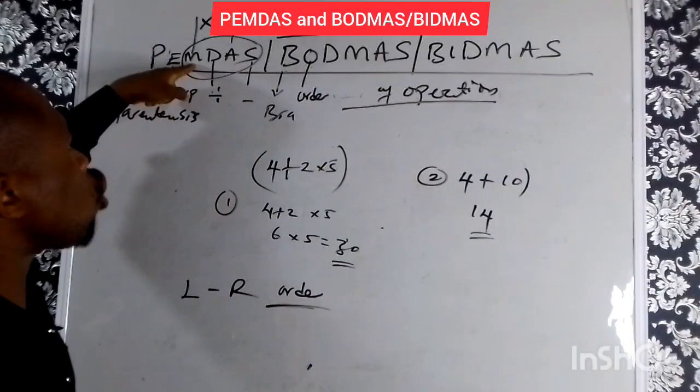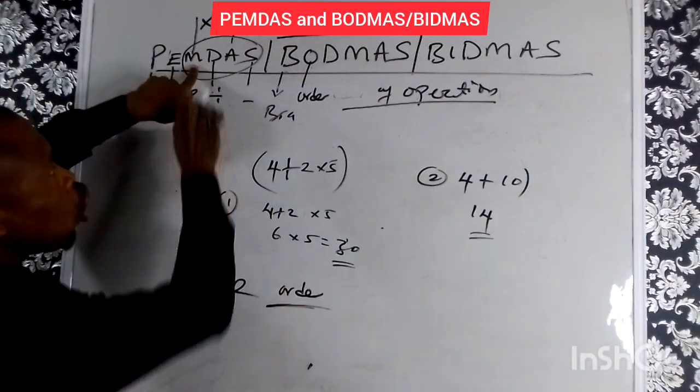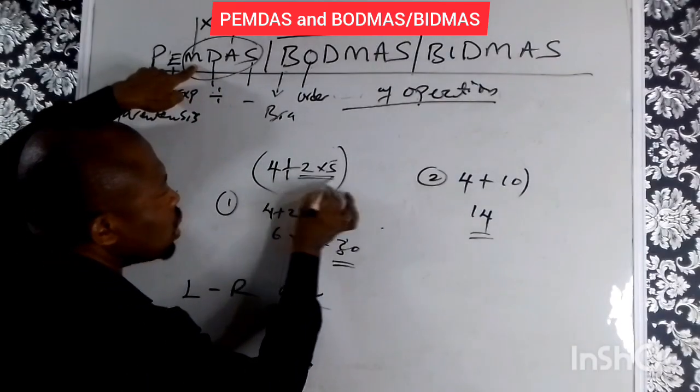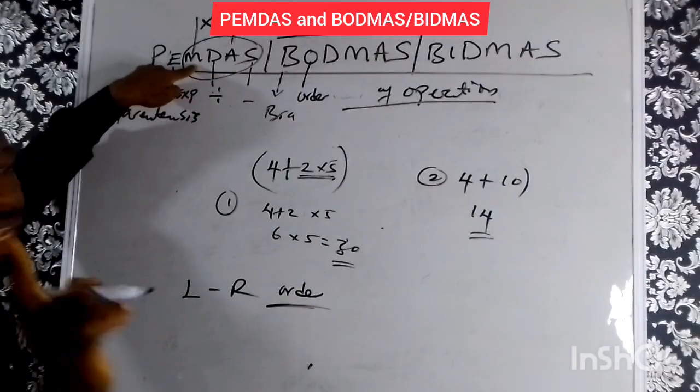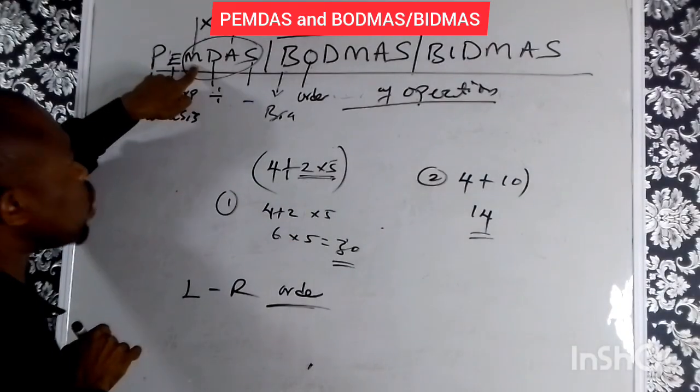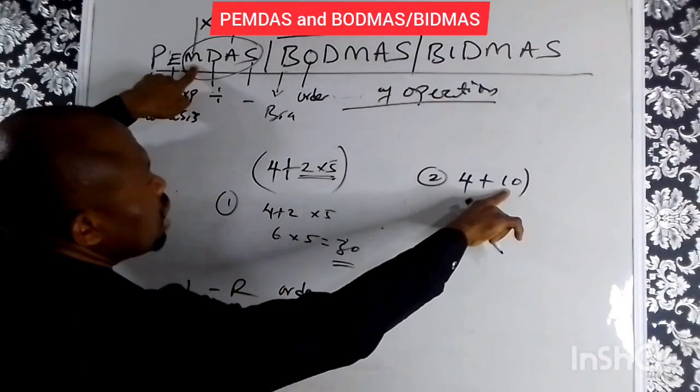Now we go for multiplication. So going for multiplication means that we will take this one. That is the order we must take. If we take this, it will give us 2 times 5. And of course, 2 times 5 is 10.